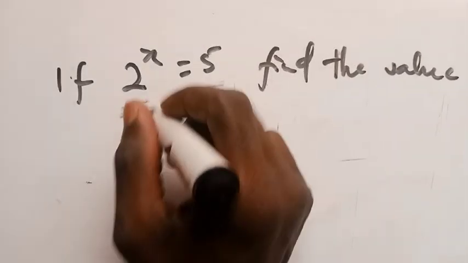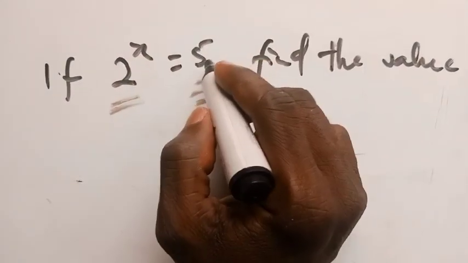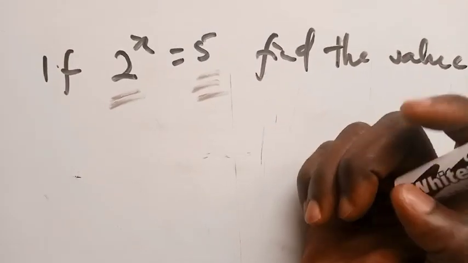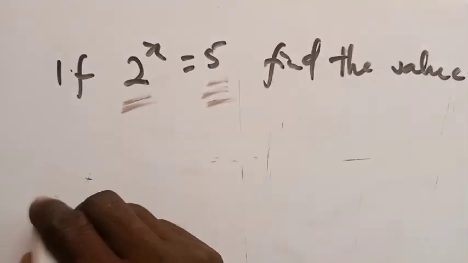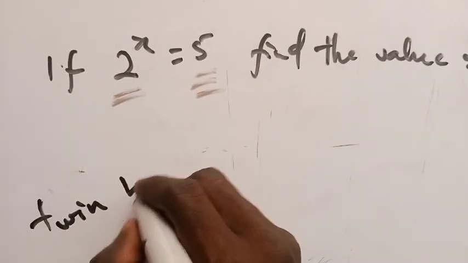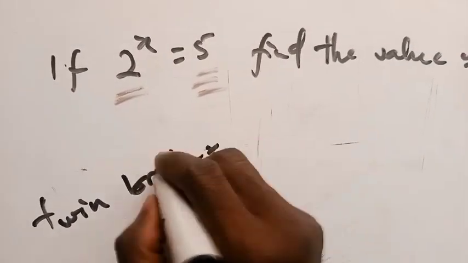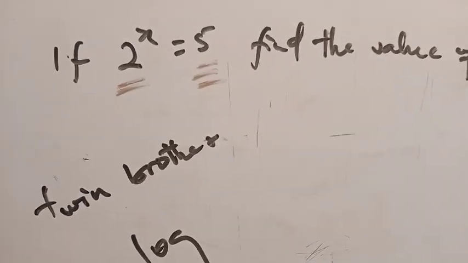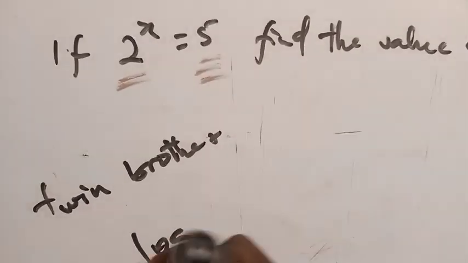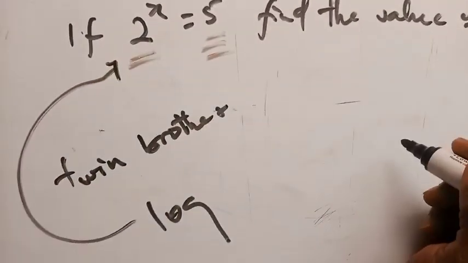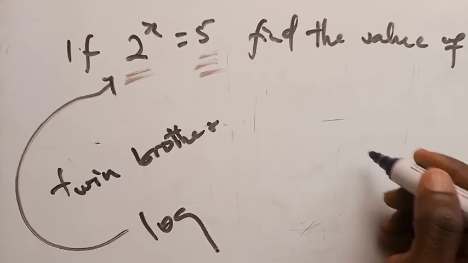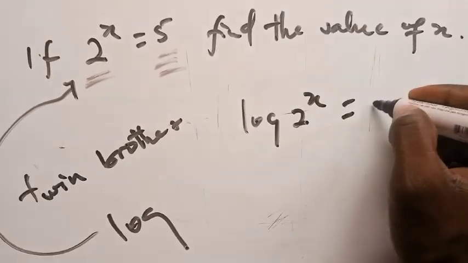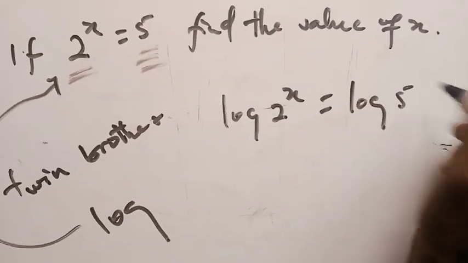The key here, you see, this is an exponential equation, right? Once you have any exponential equation that wants to give you a headache, why don't you think of the twin brother? The twin brother of exponential equations is what? Log, right? So logarithm, so logarithmic equation. So we are going to apply this to this particular problem. The first step here is to take log of both sides of the equation, since the bases are not the same, right?